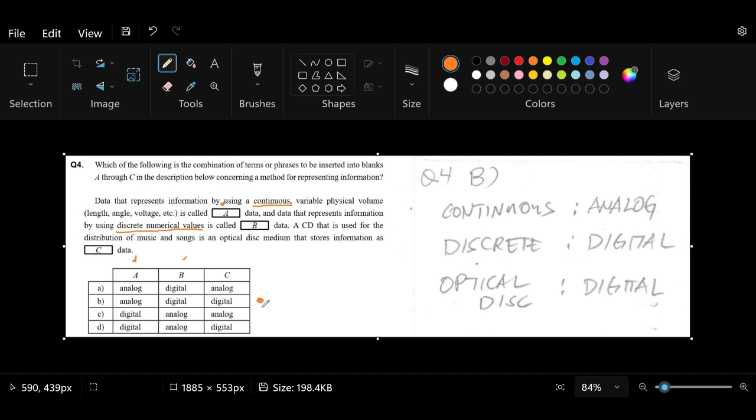Here I also put a relationship, a set of keywords here like this, so that when we see that the word continuous appears here, it pertains to something analog, and when we're talking about discrete, it's something digital, and when we're talking about optical discs, it pertains to something digital.